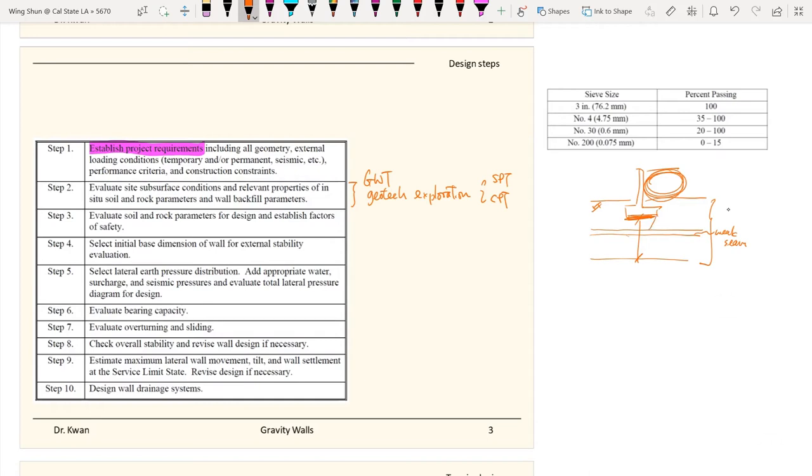You don't want to have a failure like this because of this weak seam. And also, if the soil that you're sitting on is too weak, you may have the classical slip surface failure, the bearing capacity type of failure. So that's why you want to do your geotech explorations program, to understand what kind of soil you're dealing with. So that's step number two. And step number three, after that, you need to come up with the soil and rock parameters, such that you can do your design later on.